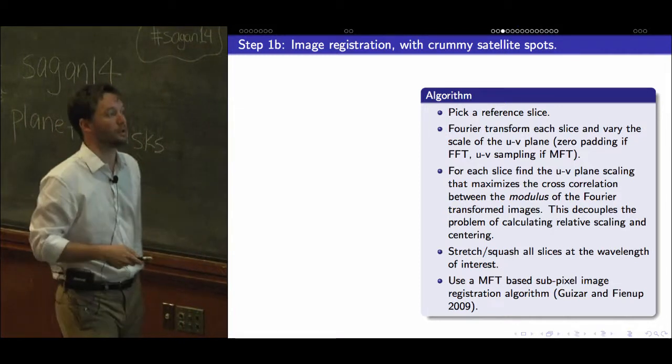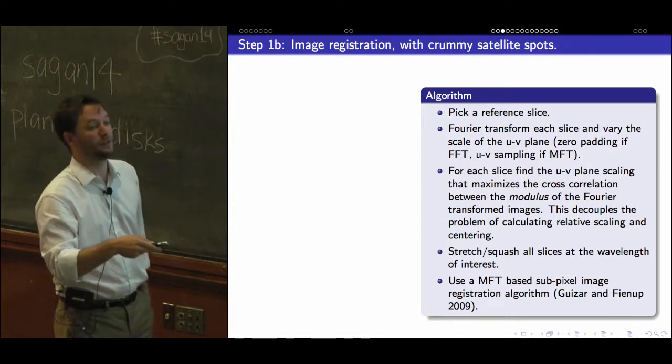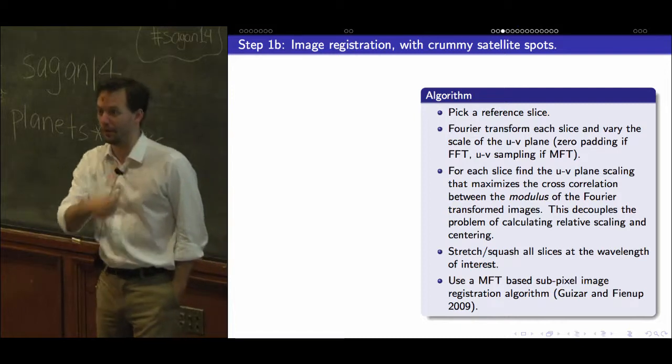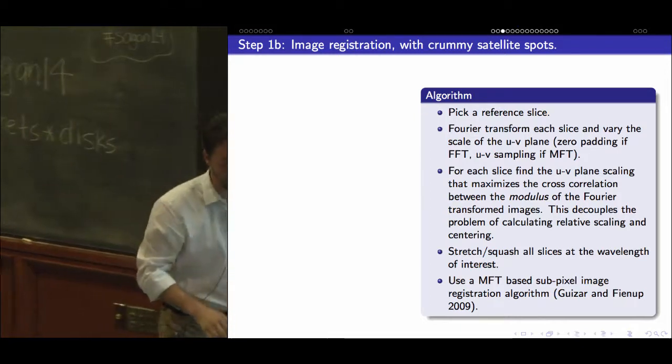Once you have the scaling law, you stretch, squash every image, and then you align them relatively using some subpixel image registration algorithm, and that's the one I'm using. If you guys want to use it, this is really efficient. This runs really quickly. I have the reference over there, but it's a really, really neat algorithm.